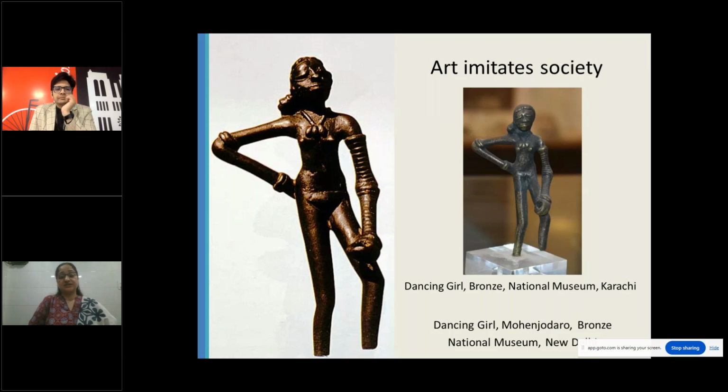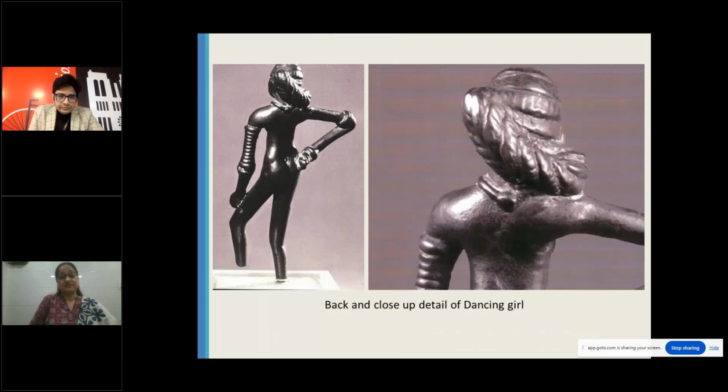Also, we see that she's semi-nude, but she's wearing ornaments. So wearing ornaments means that alankar is very important to the society, and it's a very fashionable society. And whenever we look at art and we try to understand various facets, especially in case of sculpture, we need to look at it from all the angles. So if I show you the back side, you can see that she has a very intricate hairstyle.